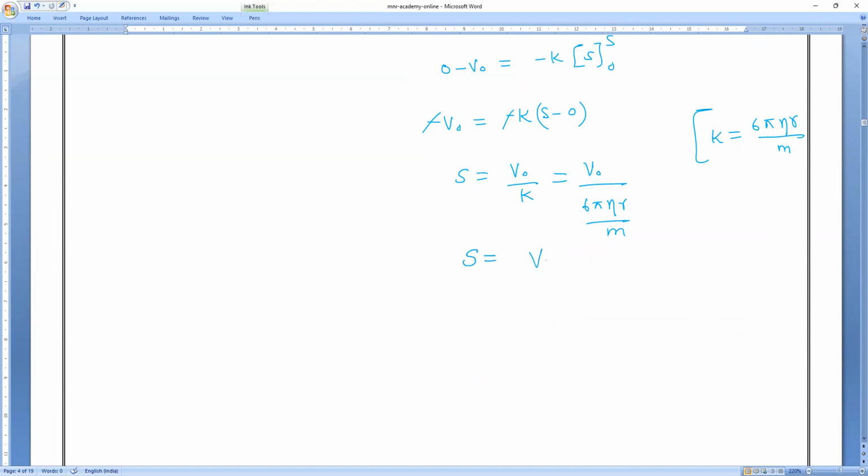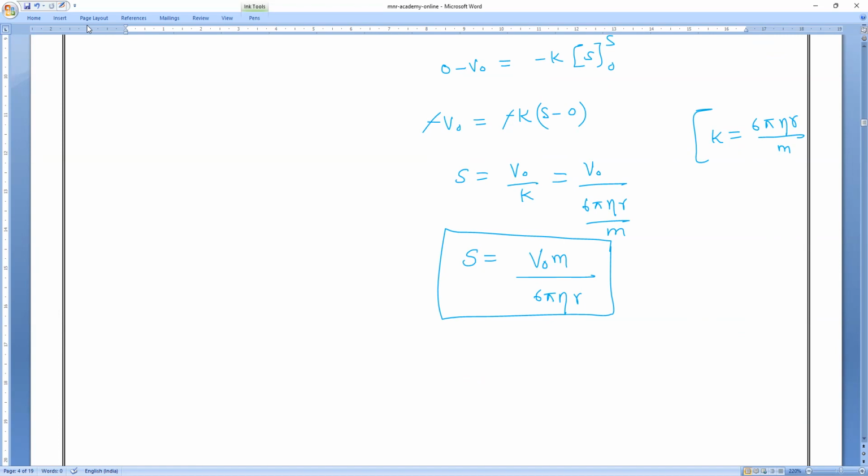Displacement is equal to v naught into m divided by 6 into pi into eta into r. So this is the formula for calculating the distance traveled by a body deep inside the fluid. This is what you have to remember. Anybody having doubt till here, you can ask me. It's very, very important. I hope you are all clear.